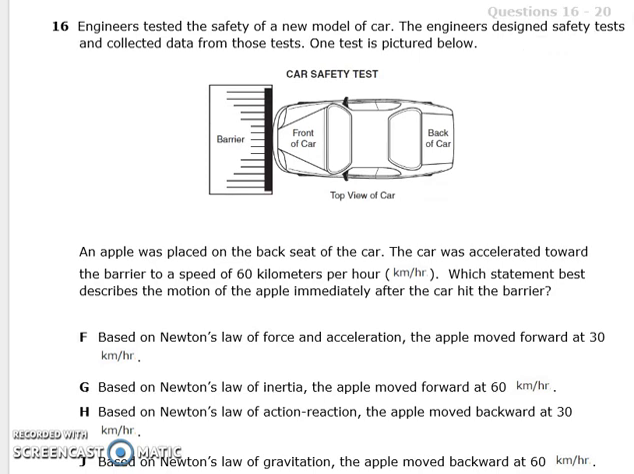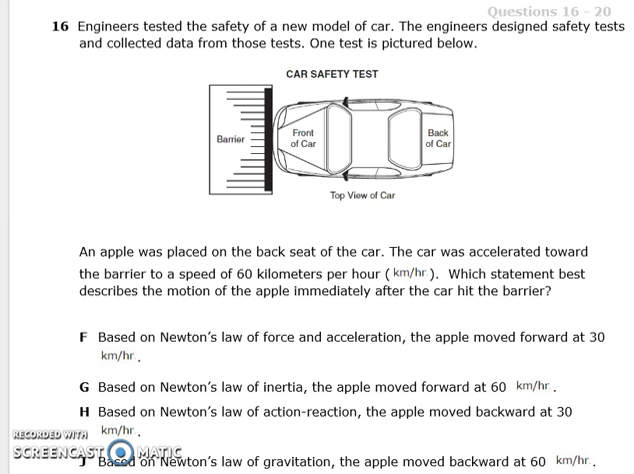Questions 16 through 20. Engineers tested the safety of a new model of car. The engineers designed safety tests and collected data from those tests. One test is pictured below. An apple was placed on the back seat of the car. The car was accelerated toward the barrier to a speed of 60 kilometers per hour. Which statement best describes the motion of the apple immediately after the car hit the barrier?